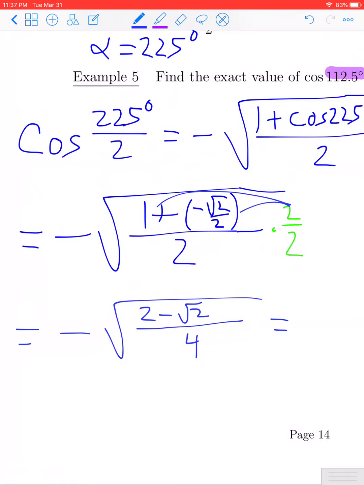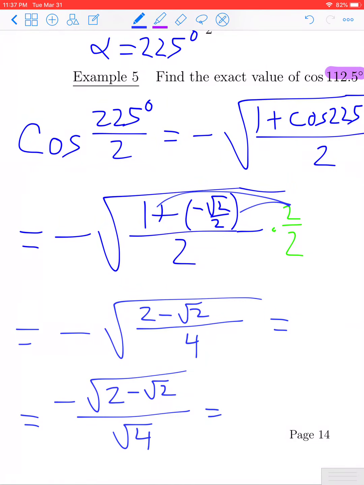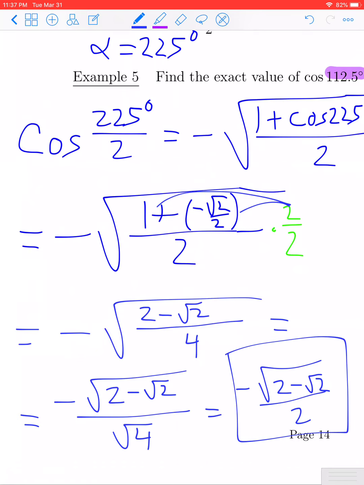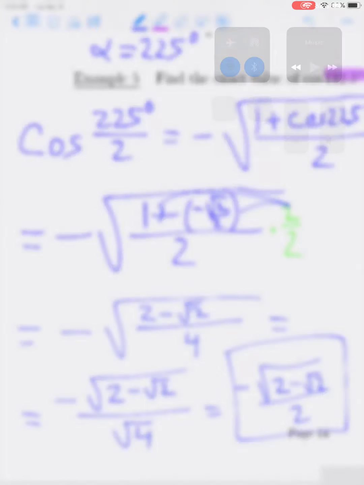I can take the radical of the numerator and the denominator. This would be the square root of 2 minus the square root of 2, all divided by the square root of 4. And we know that the square root of 4 is 2. So we get negative the square root of 2 minus the square root of 2, all divided by 2. And now that would be in simplest terms. This is the exact value of the cosine of 112.5 degrees.